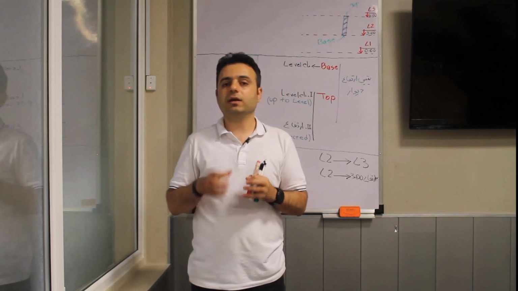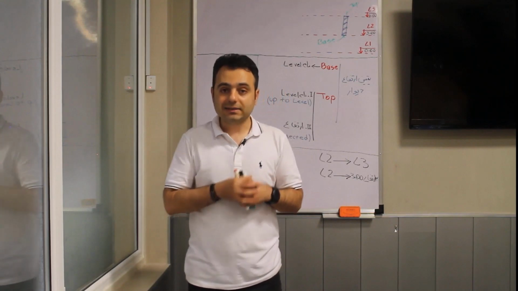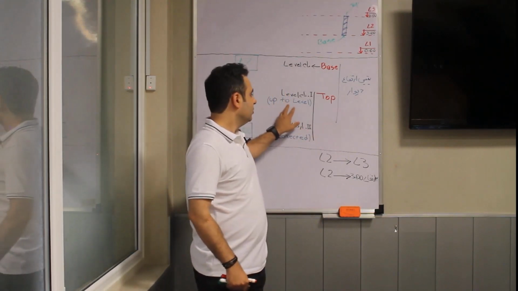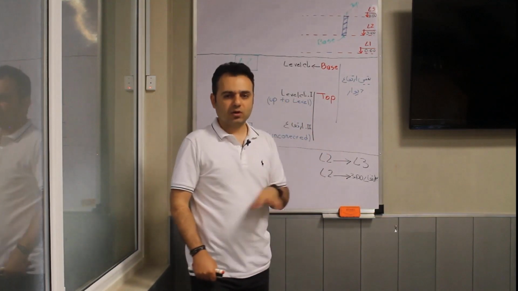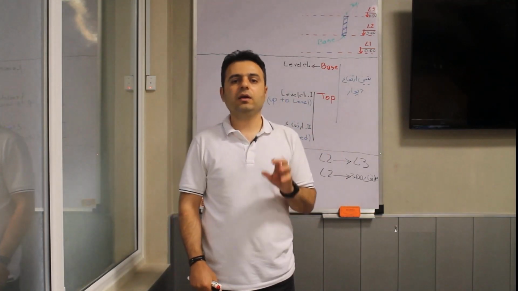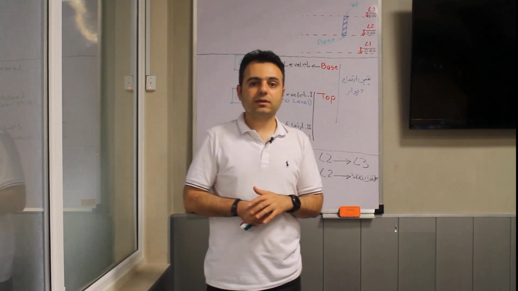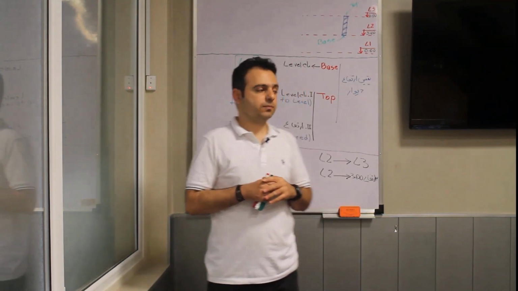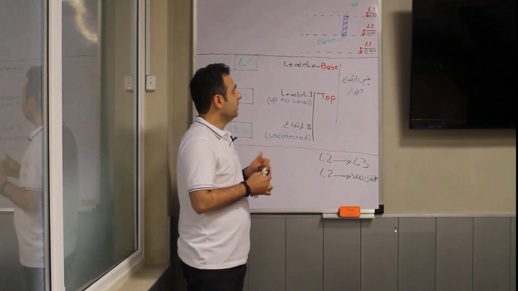So briefly speaking, the main walls of a building must be up to level, but the rest of the walls might be drawn with the unconnected method. Alright? Now, let me tell you a point about this.